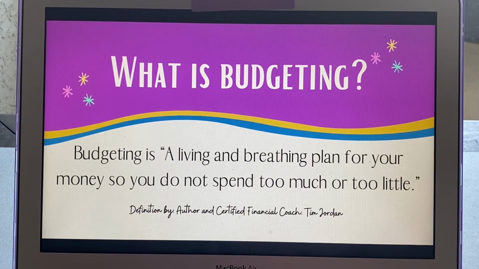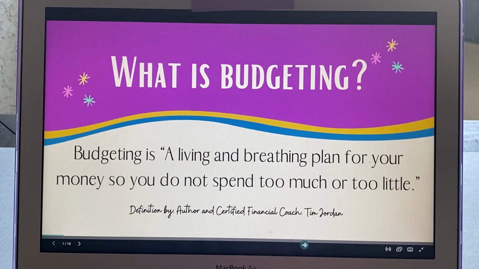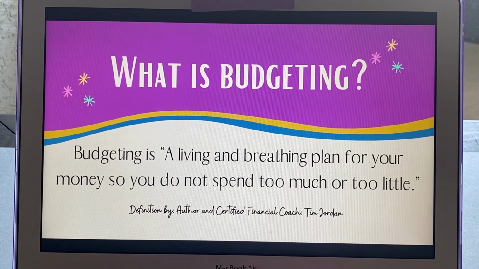To put it simply, budgeting is a living and breathing plan for your money so you don't spend too much or too little. I got this definition from Tim Jordan. He is a financial coach and I follow him on Pinterest and I get a lot of great ideas from him. So go check him out if you're interested.